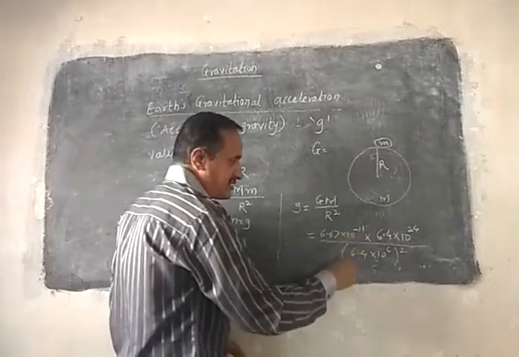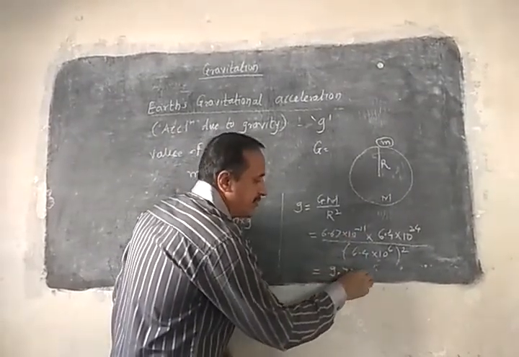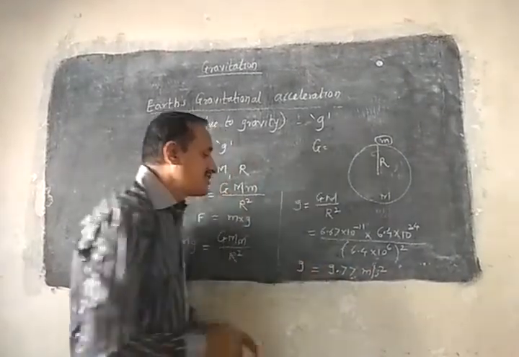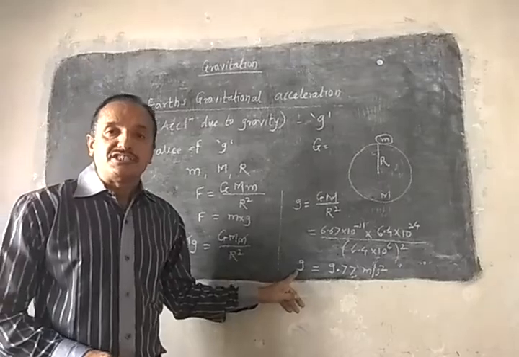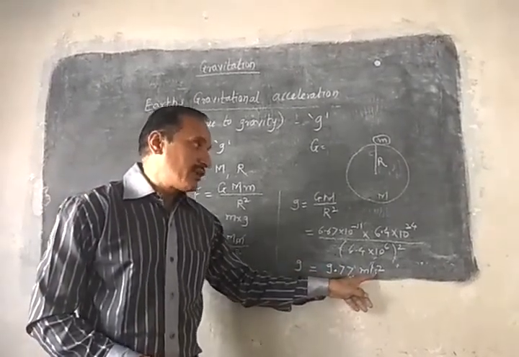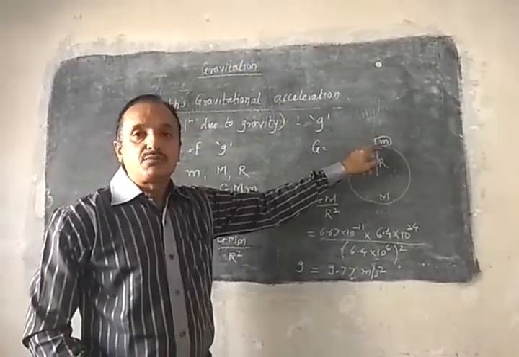On simplifying this, we get the answer 9.77 meter per second square. That is the value of small g. The value of small g is 9.77 meter per second square. This is when the object is on the surface of the Earth.